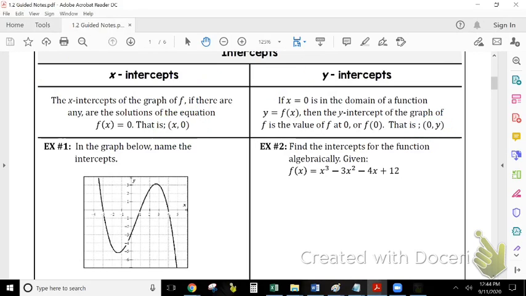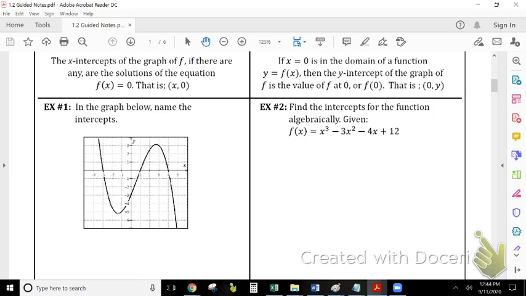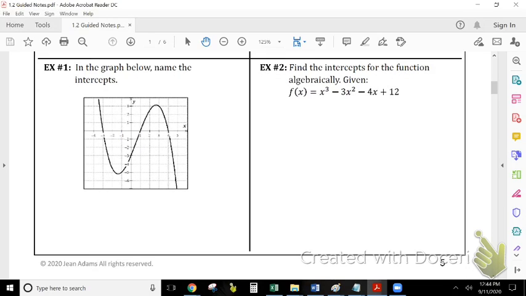So let's try this. In example 1 here, it says in the graph below, name the intercepts. And so I'm first going to do my x-intercept. I'm going to look at my x-axis, which I'm just going to put a light little line going through here. All right, and I can see that I have 3 x-intercepts. I have the first one on the left there at negative 3, 0. The one in the middle there is at 1, 0. And the one on the right there is at 4, 0. So there's my 3 x-intercepts.